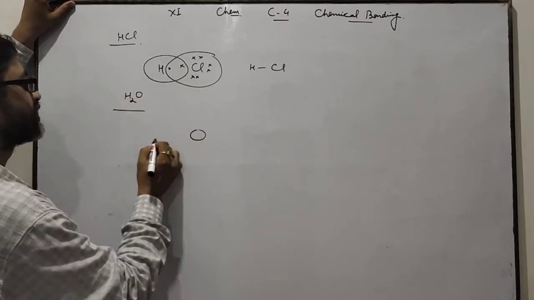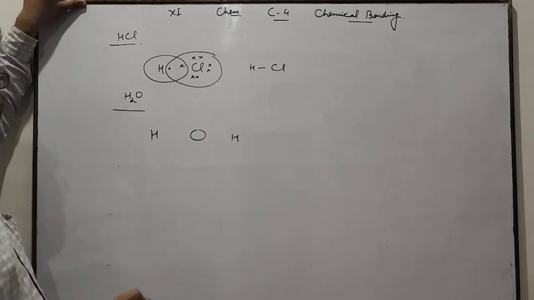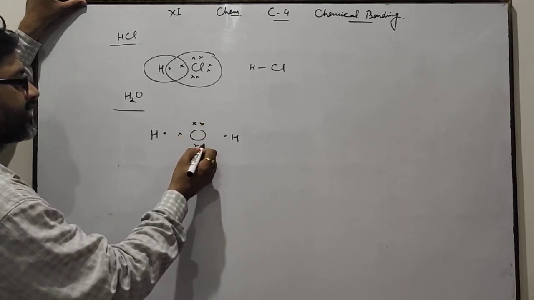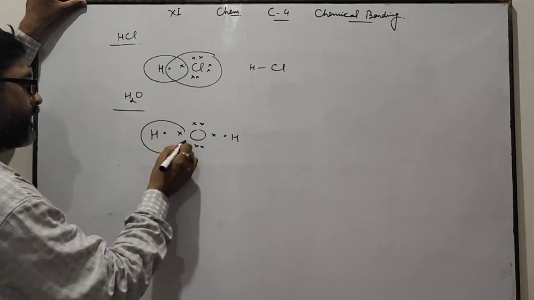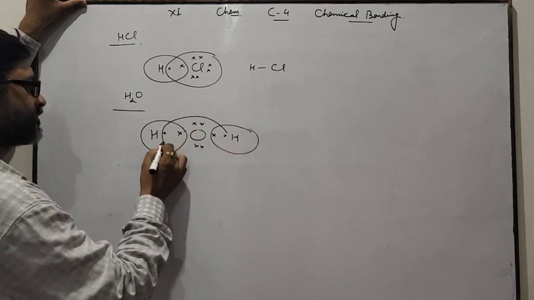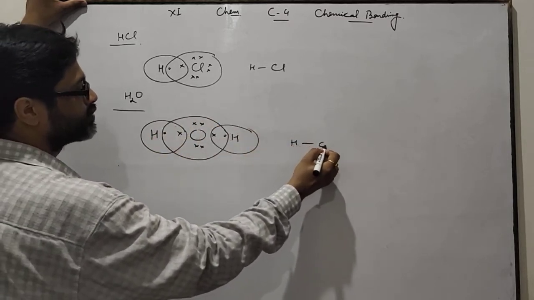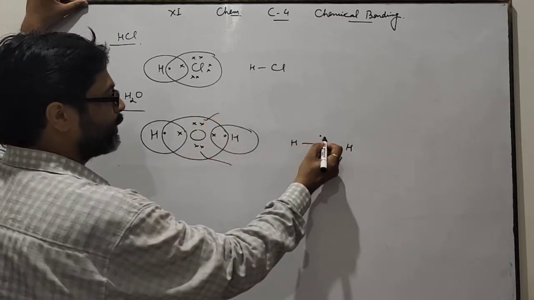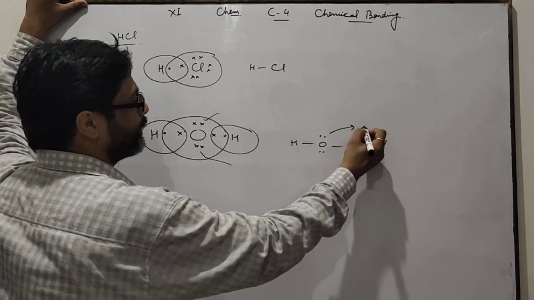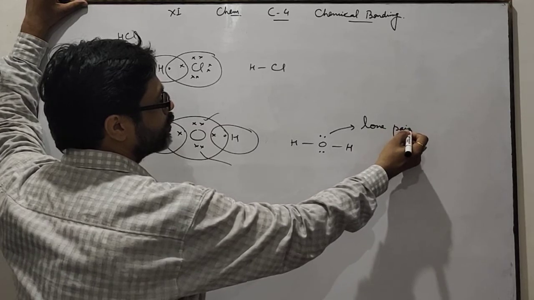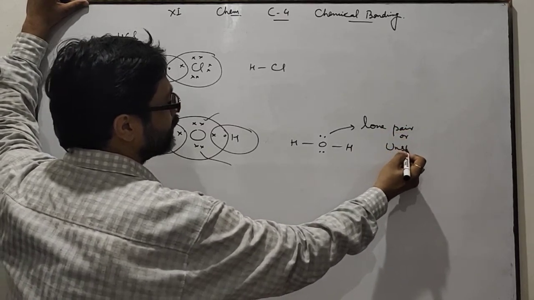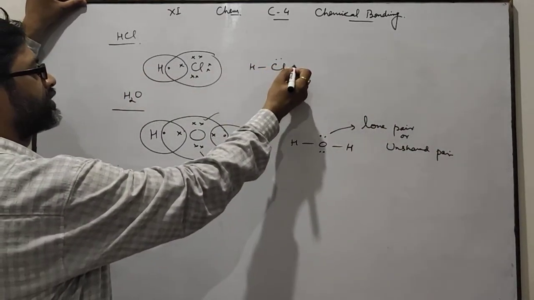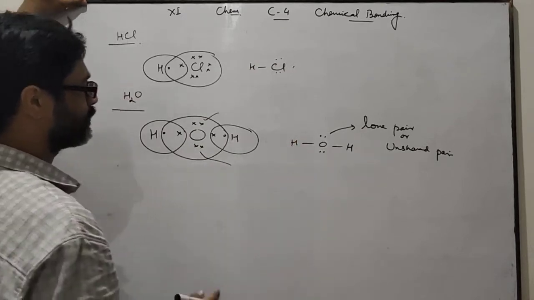In H2O, oxygen is surrounded by two hydrogen atoms. Hydrogen contains 1 electron, oxygen contains 6 electrons, like this. Hydrogen shares 1 electron with oxygen, and in this way hydrogen forms a single covalent bond. These electrons are called lone pair of electrons, meaning unshared pair of electrons. This is called lone pair, or you can say unshared pair of electrons. This chlorine contains 3 lone pairs, this oxygen contains 2 lone pairs.